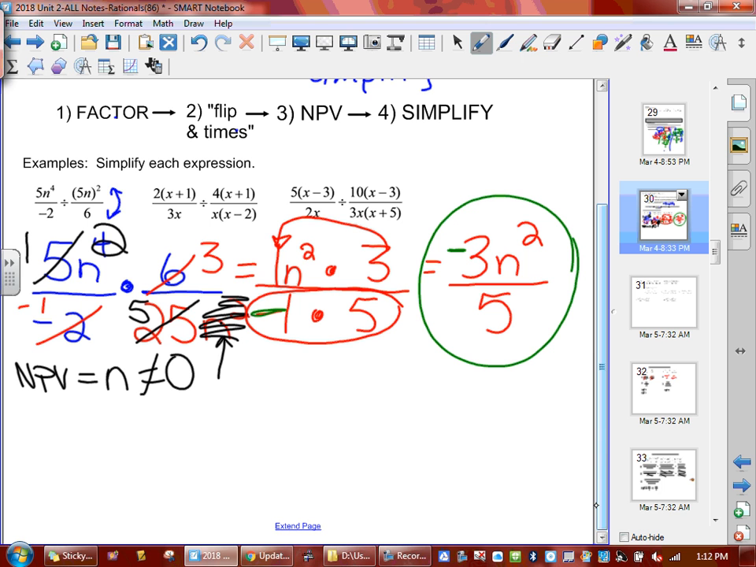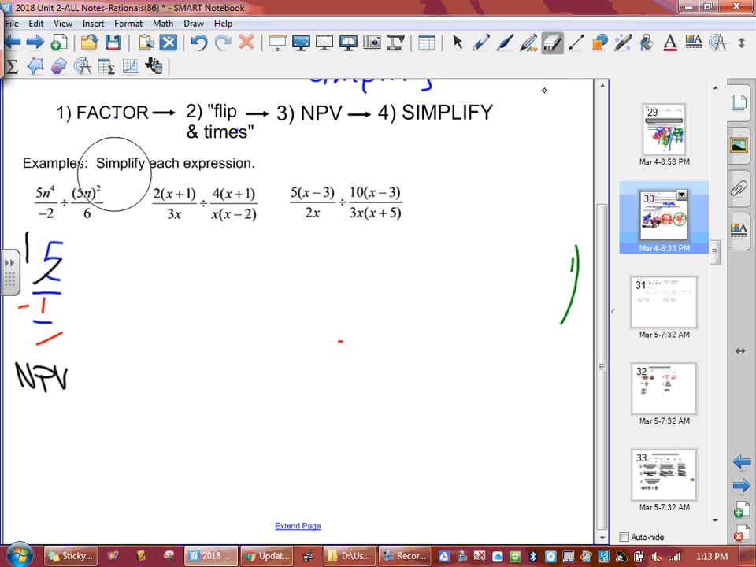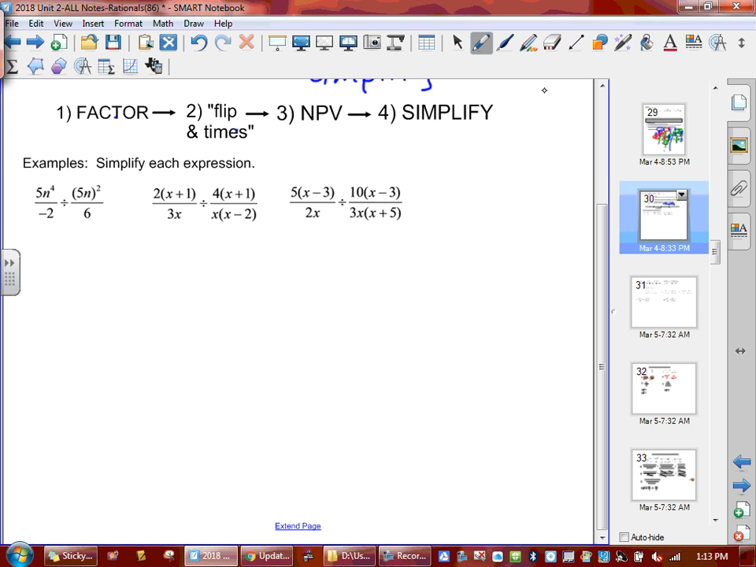All right, let's take our second example. I'm going to erase everything here. Are we good? Okay, it's going. Now we're going to take a look at that second example. So first step factor, they've already factored it for us. So this guy's already factored. All we've got to do now is flip and do non-permissibles. So the one on the right is the guy that flips.